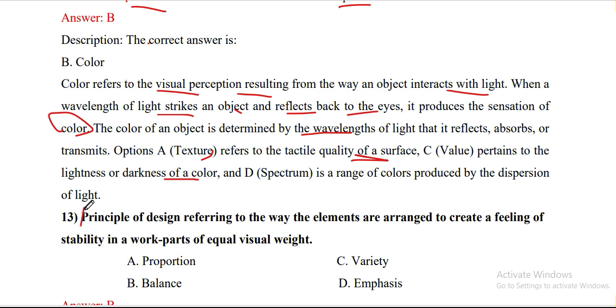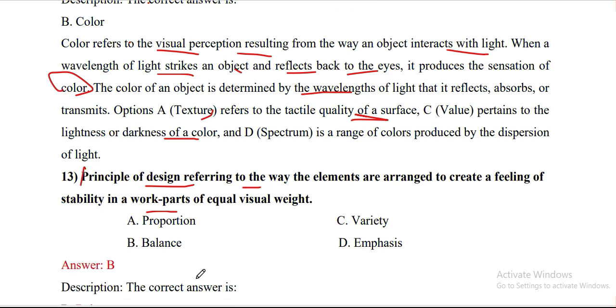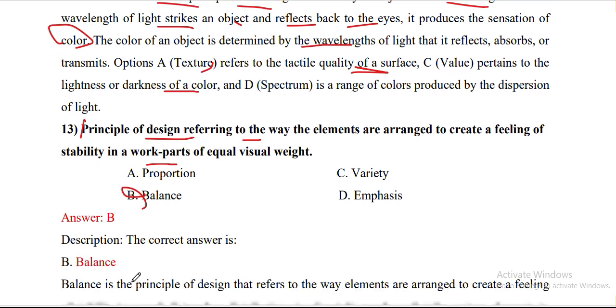Question 13. The principle of design referring to the way the elements are arranged to create feelings of stability in a work, through equal visual weight, is: A. Proportion, B. Balance, C. Variety, D. Emphasis. The answer for this question is balance. We will see the description of it.